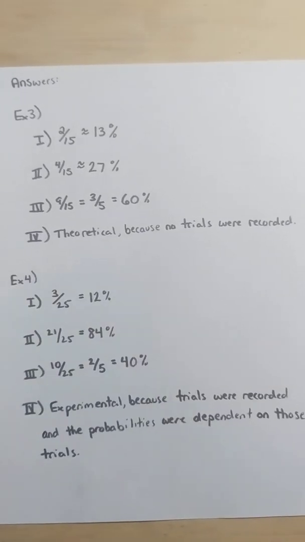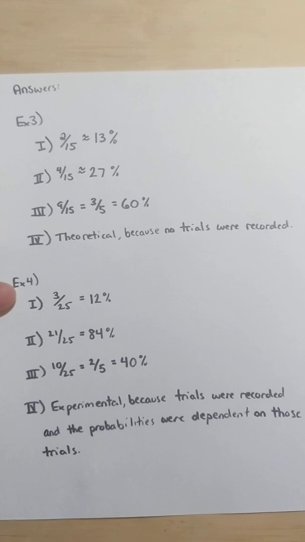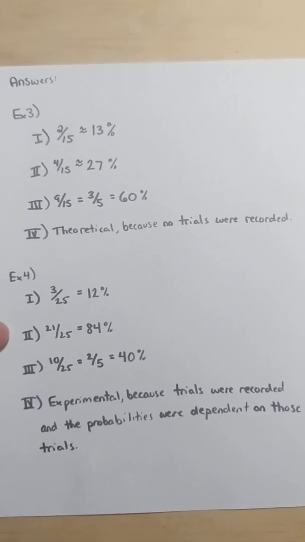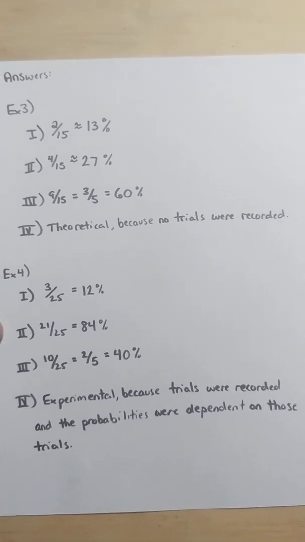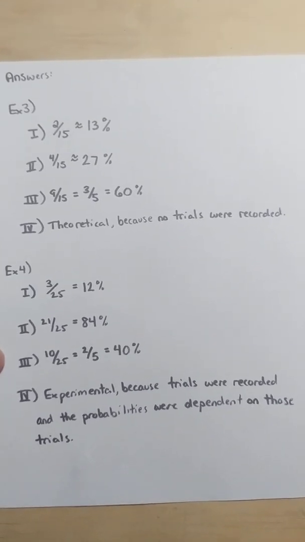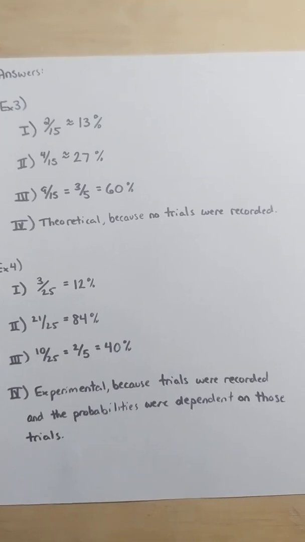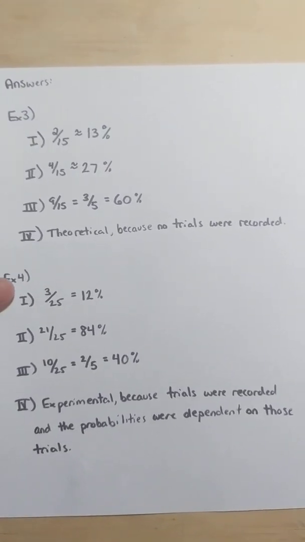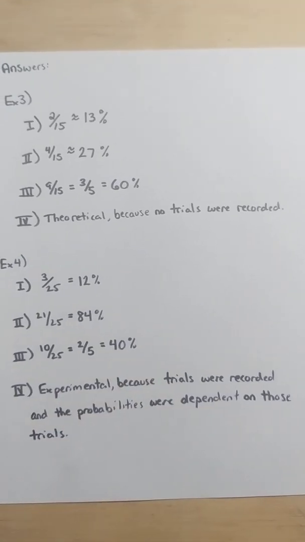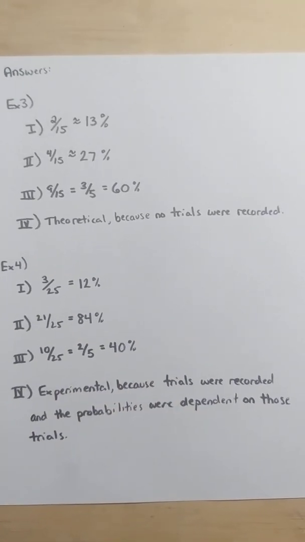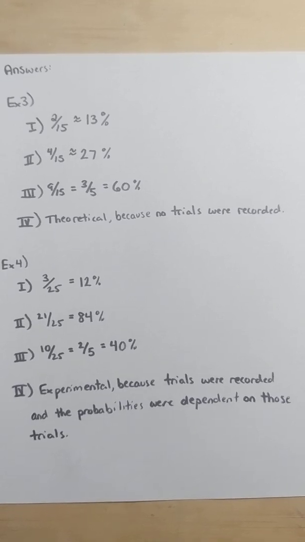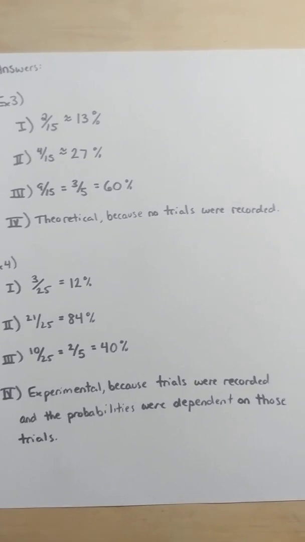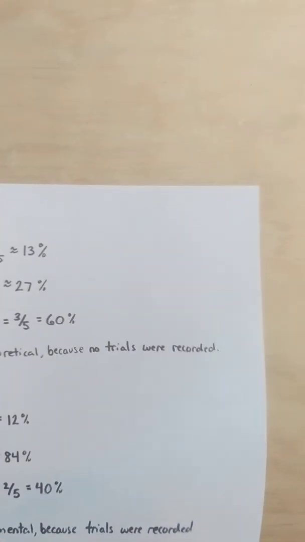Example 4. Number 1 was 3/25, or 12%. Number 2 was 21/25, or 84%. Number 3 was 10/25, which reduced down to 2/5, which is 40%. Each decimal equivalent being 0.12, 0.84, and 0.4. This one would have been experimental because trials were recorded and the probabilities were dependent on those trials. So hopefully that makes sense.